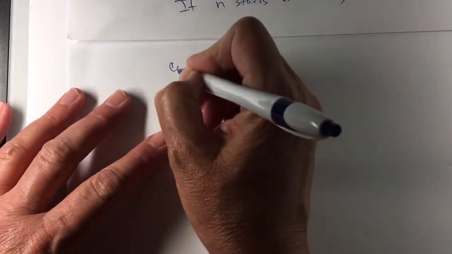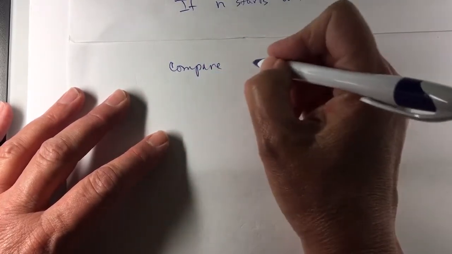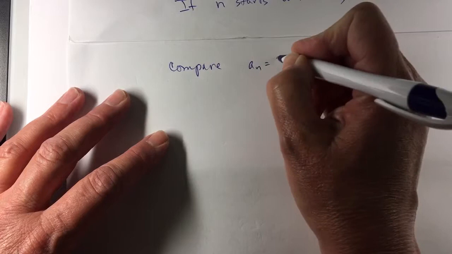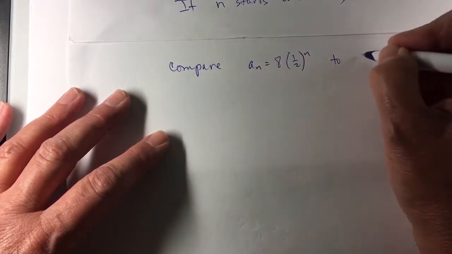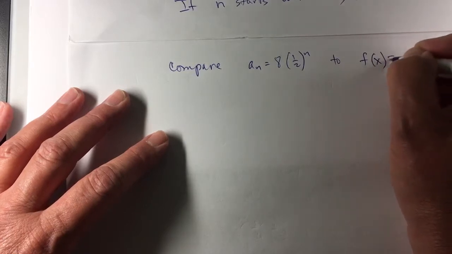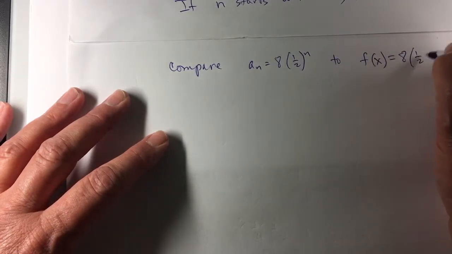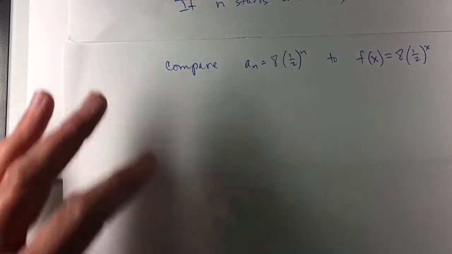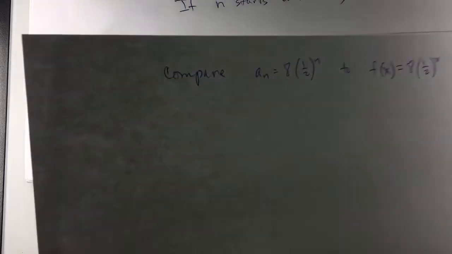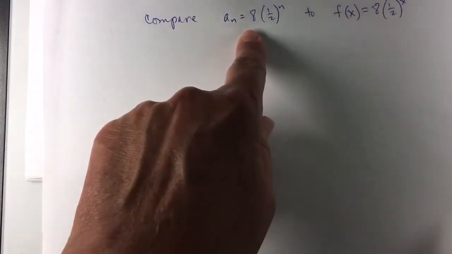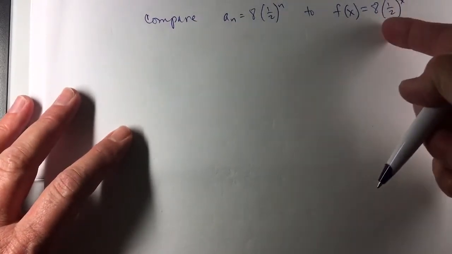So let's do this. Let's compare this. I'll use the one where n is starting at 0. Compare a sub n is 8 times 1/2 to the n to f of x, which is 8 times 1/2 to the x. So what is the difference there? Sequence, n is an integer. Here, I want to graph this guy right here.